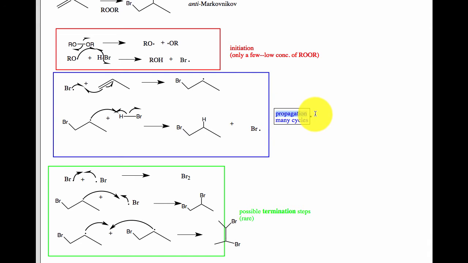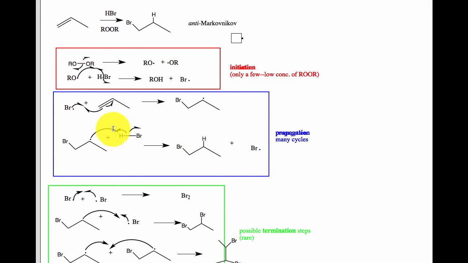Propagation steps repeated over and over again are responsible for the major formation of the product. Initiation steps need only happen a few times to start the process. And the anti-Markovnikov regioselectivity is set in this first propagation step, in which the bromine chooses to react with the terminal carbon to make a more stable secondary radical rather than a primary radical.